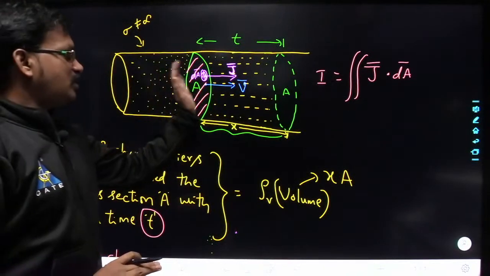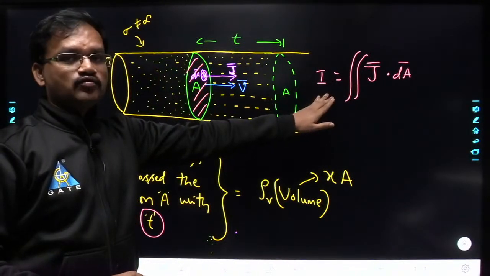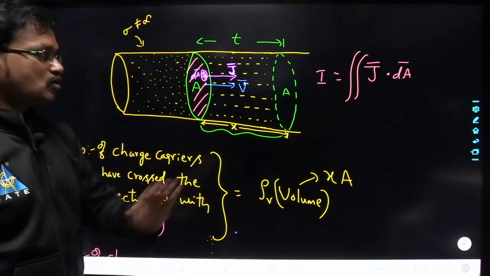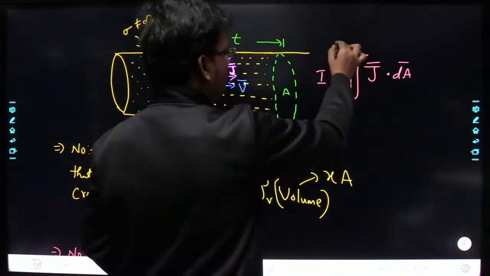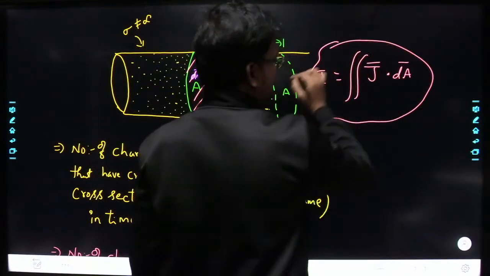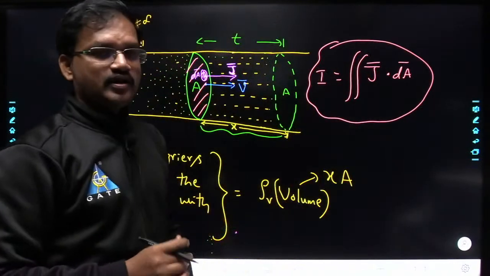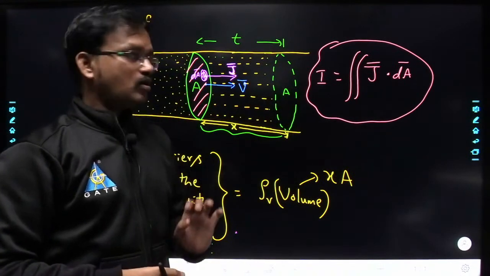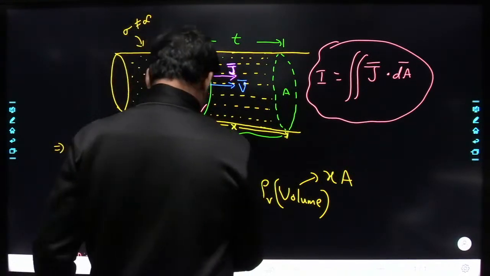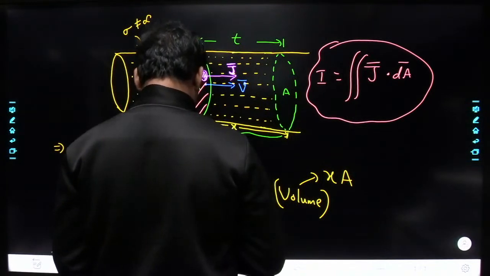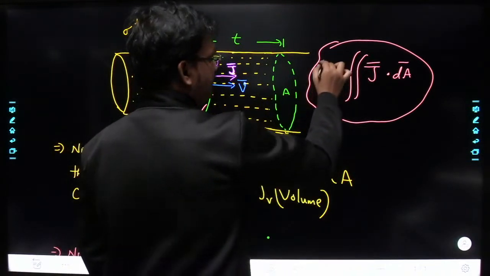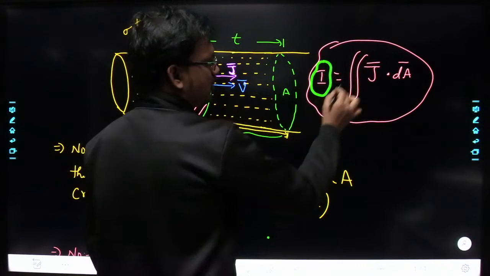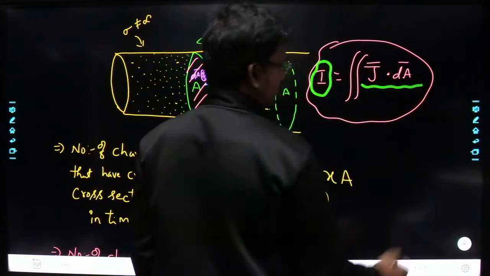The current penetrating through this surface area, we call it I. So I is equal to what? I is equal to the double integral of Z bar dot dA bar. Understood? Okay, so now if you observe here, I is equal to the double integral of Z bar dot dA bar.